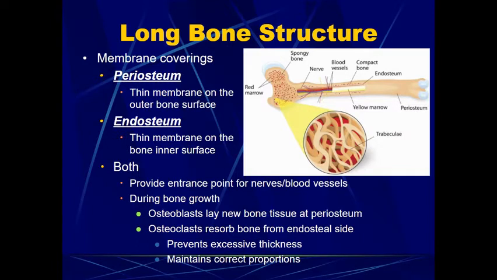During bone growth, osteoblasts are going to lay new bone tissue at the periosteum, while osteoclasts are going to resorb bone from the endosteal side. And this helps the bone to maintain correct proportions and prevent excessive thickness. So as we add bone, we are also removing it at the same pace.